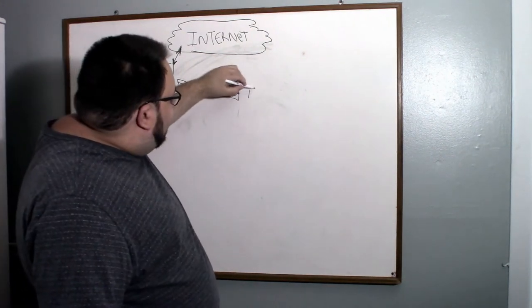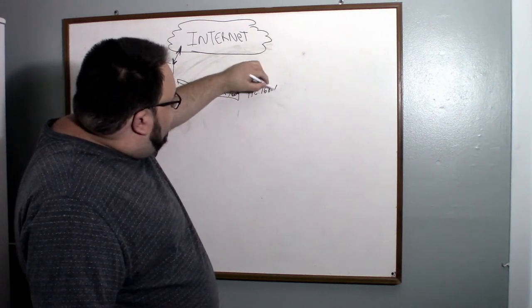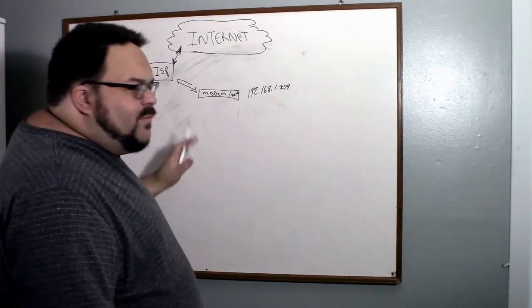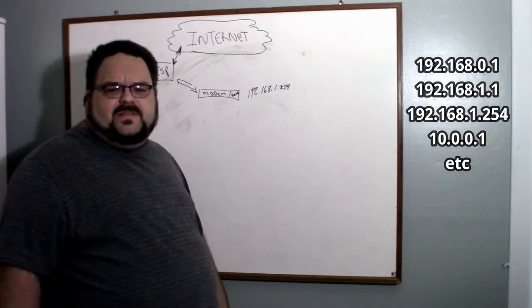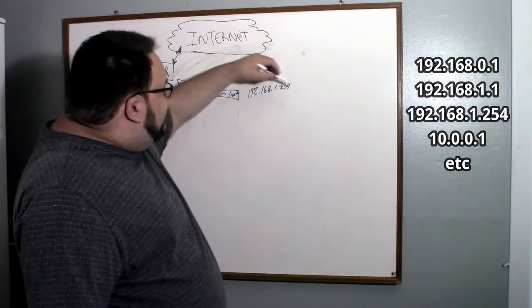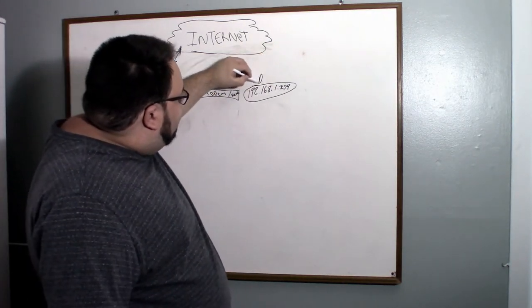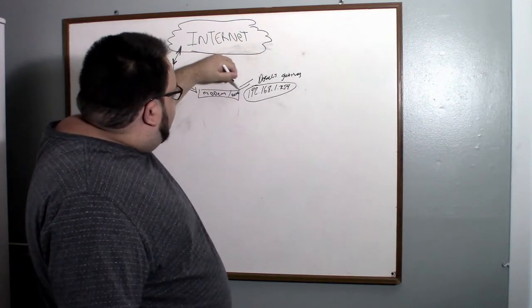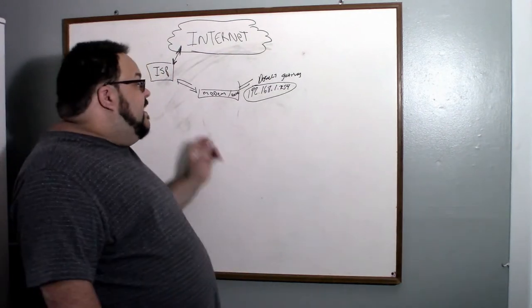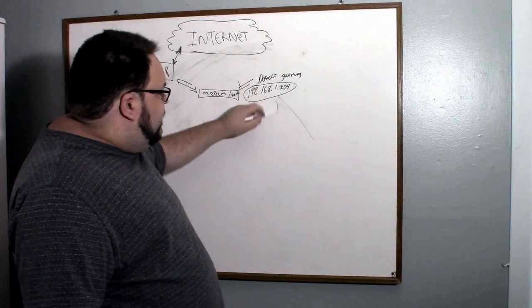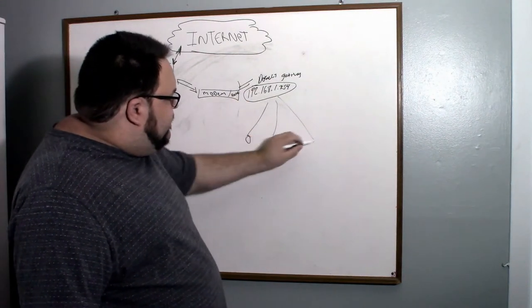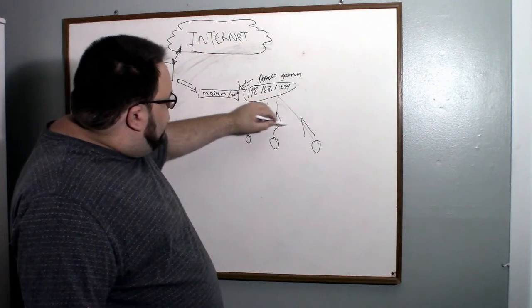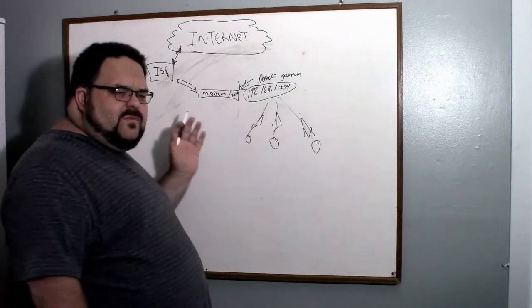You typically see that as going like 192.168.1.1 or 254 or 10.10.1.1, I believe is the other one, or various other default gateways. So this right here will be known as your default gateway. And that's this device's IP address. That default gateway is handed out to your devices so that these devices generally know how to communicate back and forth with the modem. Okay? With me so far?